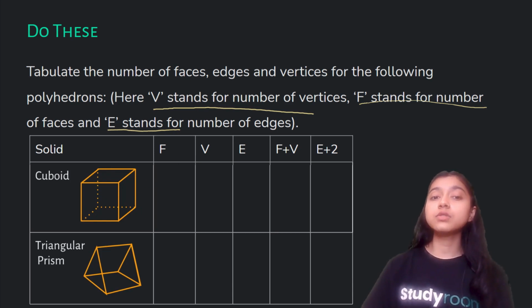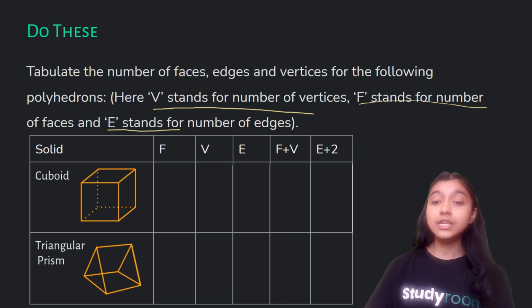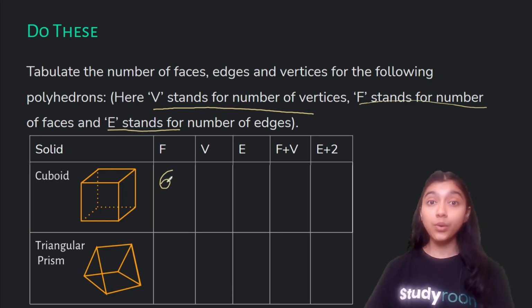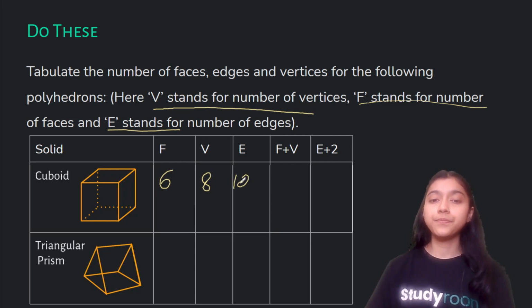Now, we have to first write F. That means the number of faces of a cuboid. In a cuboid, we have in total 6 faces. Now, the number of vertices of a cuboid is 8. And the number of edges that a cuboid has is 12.